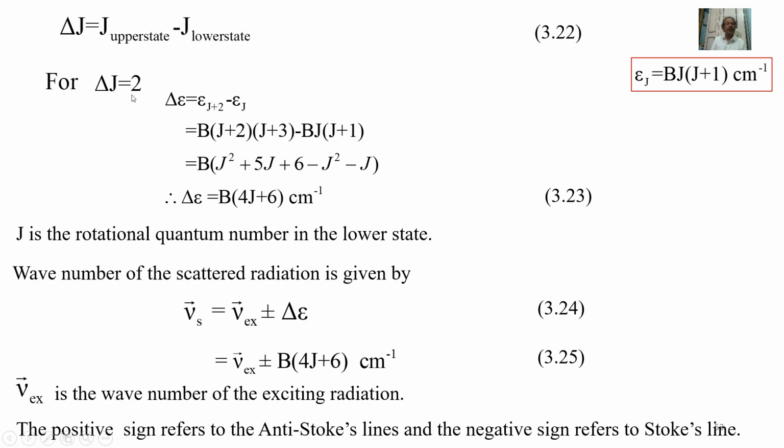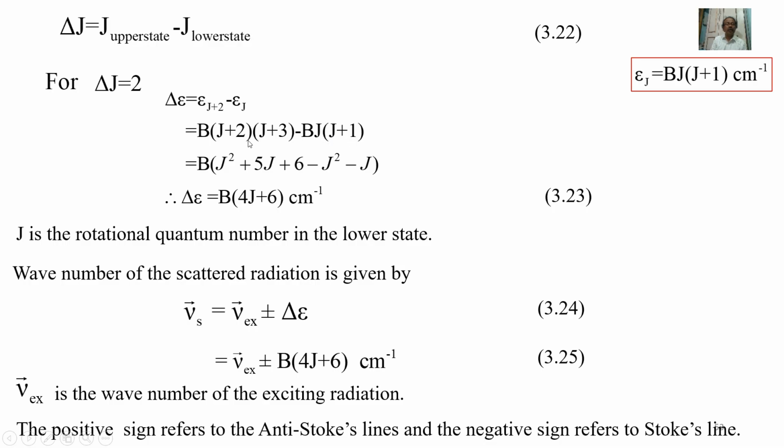For del J equals 2, that is, del epsilon equals epsilon J plus 2 minus epsilon J. And we know the expression for epsilon J is given as B times J times J plus 1. Instead of J, you substitute J plus 2 and get the expression. So that will give us B times J plus 2 times J plus 3 minus the lower state, which is nothing but B times J times J plus 1.